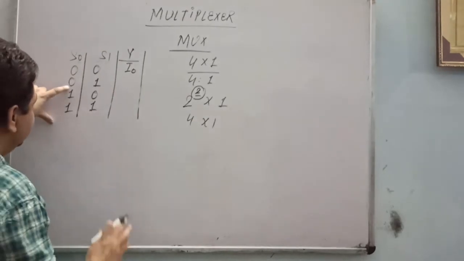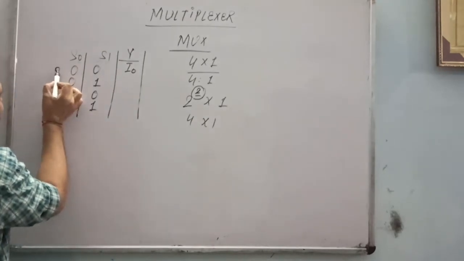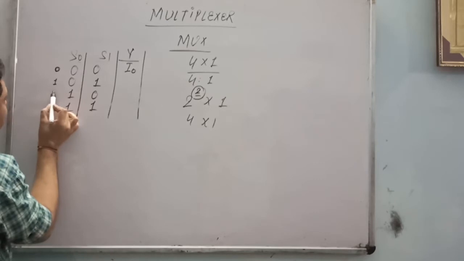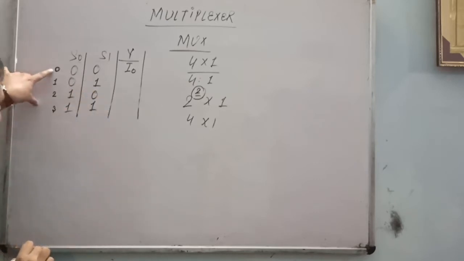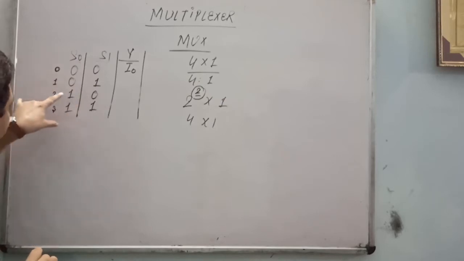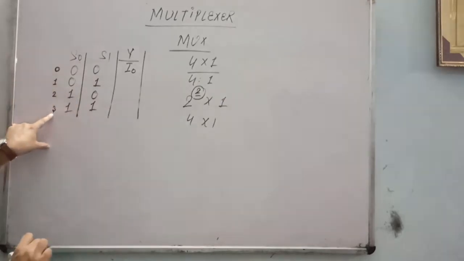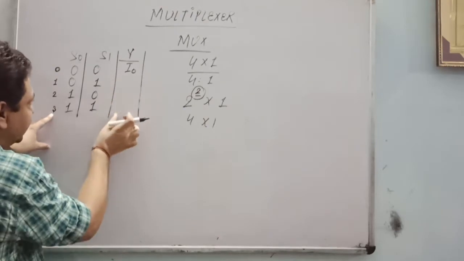0, 1. 0, 1, one second, I am just writing the decimal numbers here. 0, 1, 2, 3. This is the 0, 0. 0, 0 is the binary of 0. 0, 1 is the binary of 1. 1, 0 is the binary of 2. 1, 1 is the binary of 3. So you will better understand the input I am writing.